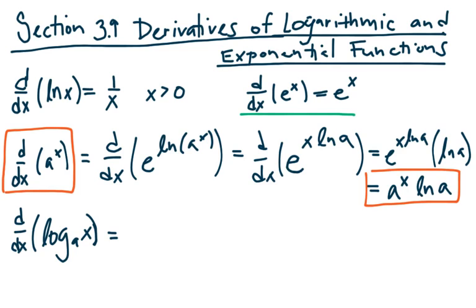So the difference between a to the x for a general base a and e to the x is that for a to the x we have an extra term. We have that natural log of a. But keep in mind that you could really add the natural log of e on the end for e to the x, because the natural log of e is just 1.